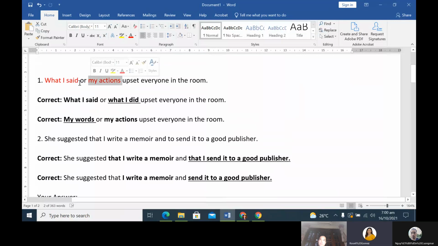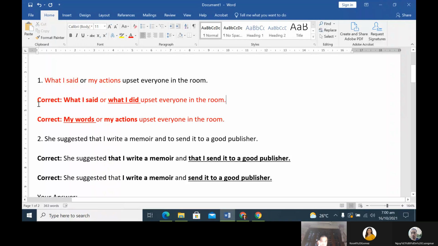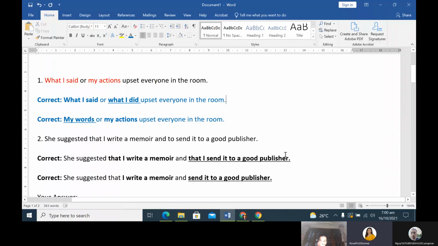So this one in the second part. Right? The words that you said are the words. Everything you said uses word. So you have to use here my words, the words are the thing that you said, right? So my words or my actions upset everyone in the room. So there are two ways you can write your sentences. So just decide which of the two you will use first, and use the same construction. Are we clear now with sentence number one?